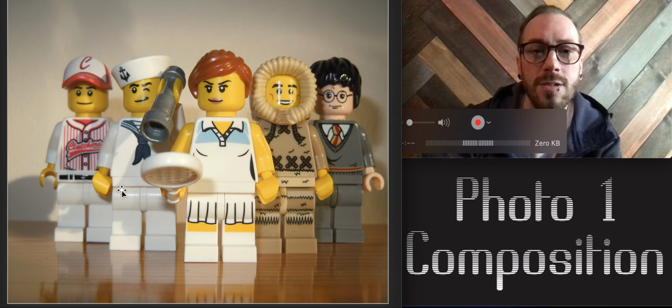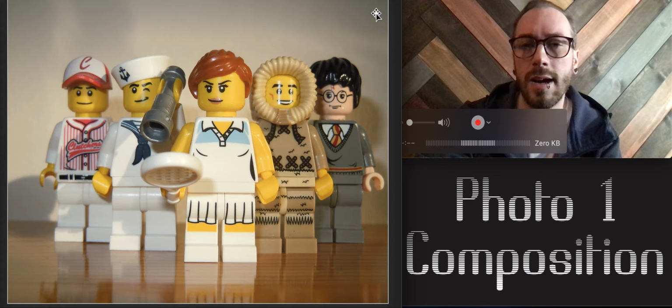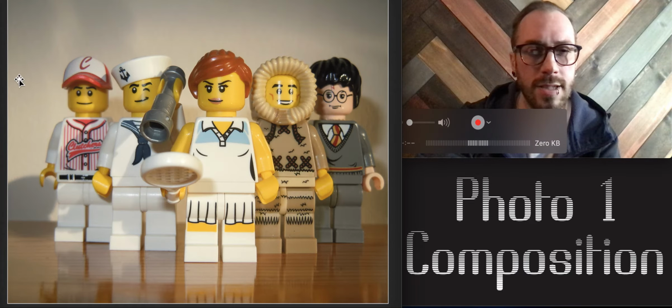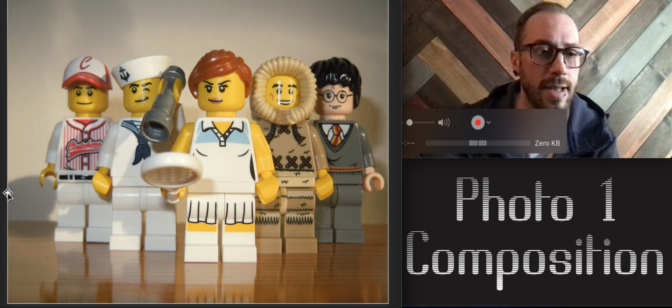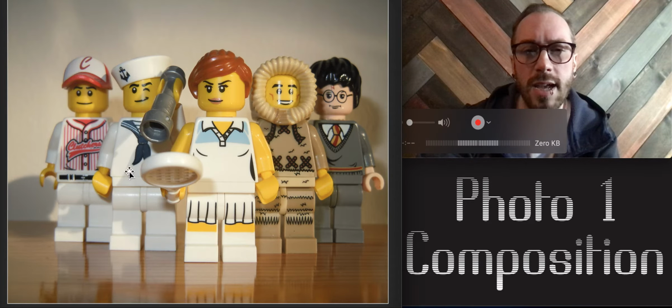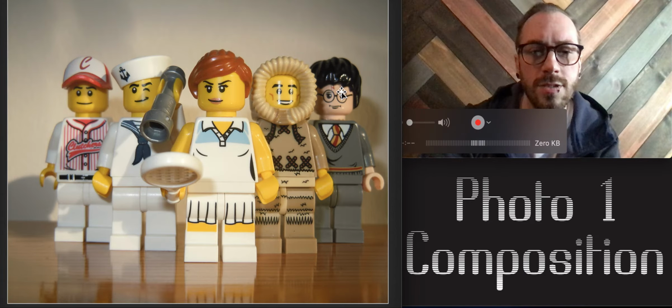Back to our rules. You do have rule of odds. We have 5 Lego characters here hanging out. It's pretty symmetrical. So back to the rule of thirds. I'd say the top third, just right above their heads, is kind of taken up by this blank space. Bottom third, the table that they're on, is taken up by kind of blank space. And then they're just kind of hanging out in the middle.